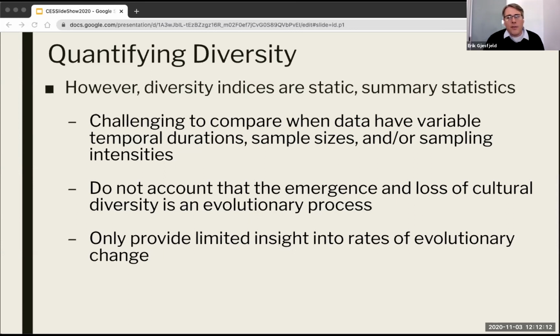It also doesn't necessarily account for the fact that diversity is very much an evolutionary process. The cultural diversity we have today, or even the biological diversity we have today, is a product of the diversity from previous time periods, from yesterday, from the years before, from really the entire evolutionary history. And so by taking diversity indices at single snapshots, we don't properly account for that trajectory that is so important when talking about diversity. This really means that these often have limited insights into rates of evolutionary change.